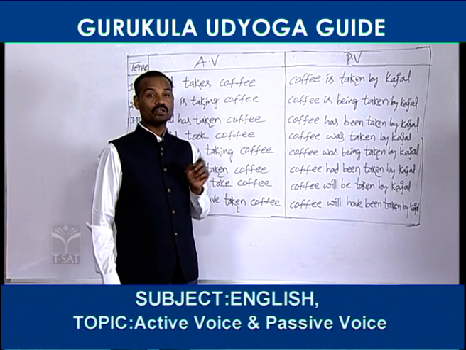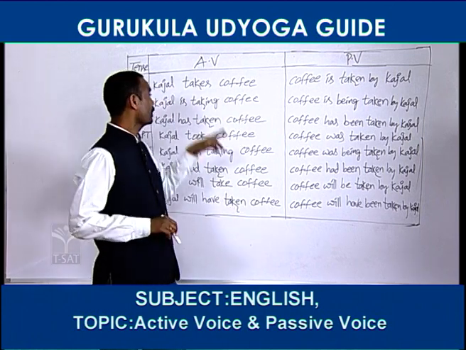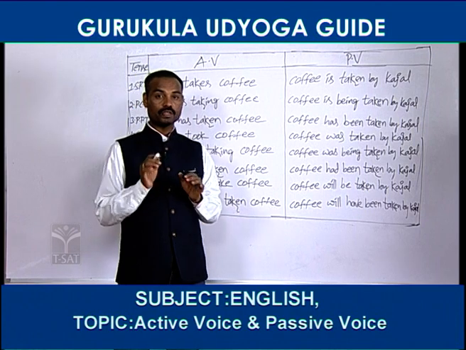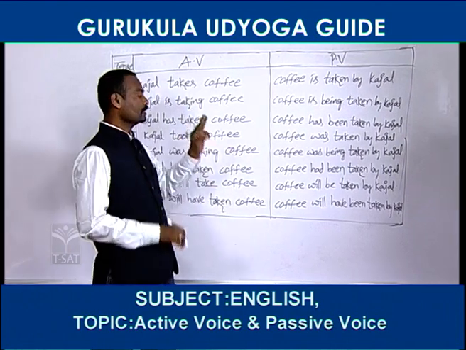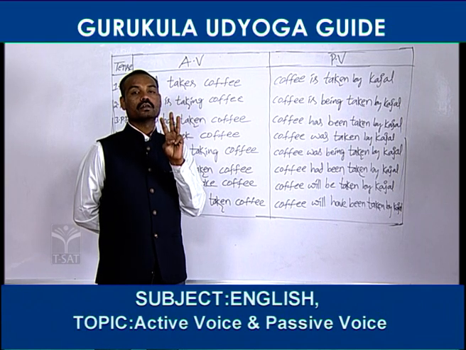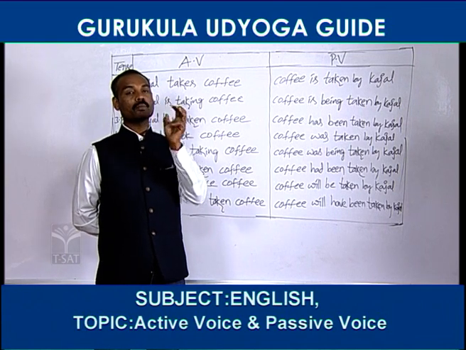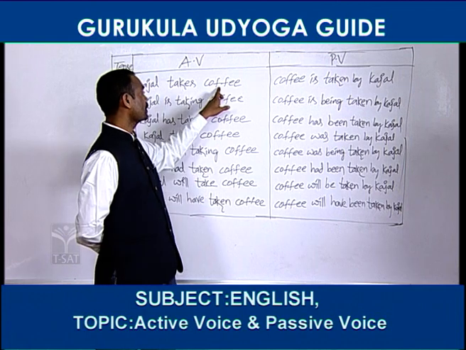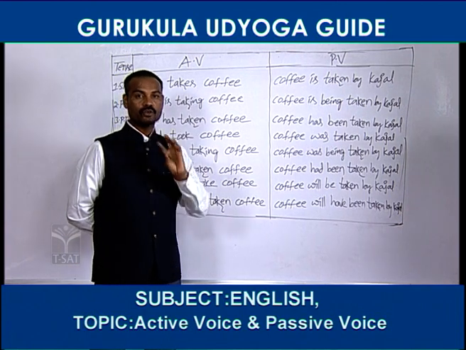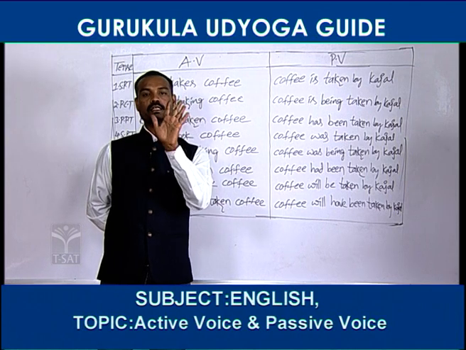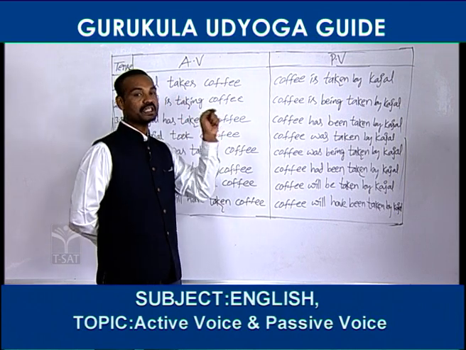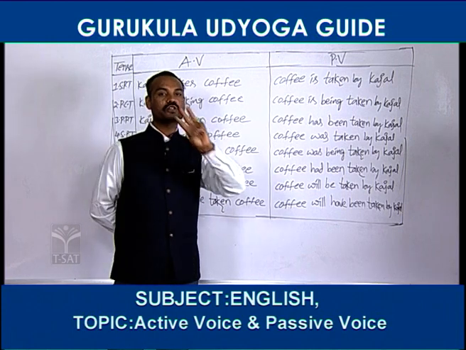So if they don't give a helping verb, you should go to the main verb and find out whether it is V1 or V2. If it is V1, you should take a helping verb from am, is, or are. If the singular object is there, is should be taken. For plural objects, are should be taken. Coffee is the singular object. So is should be taken. Coffee is. Next, main verb.